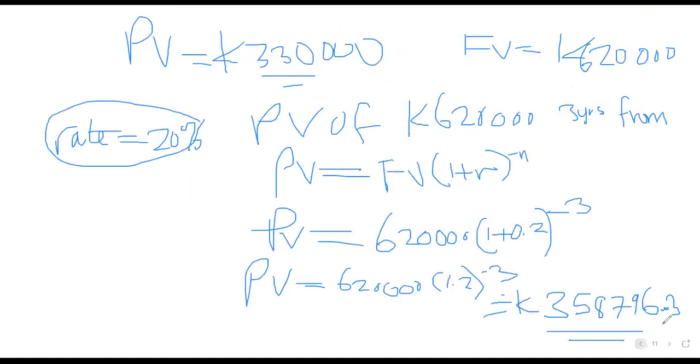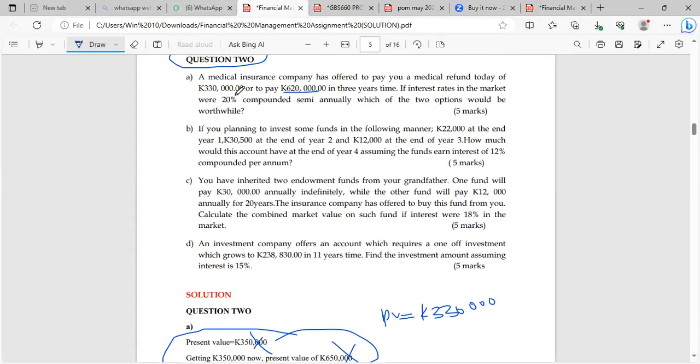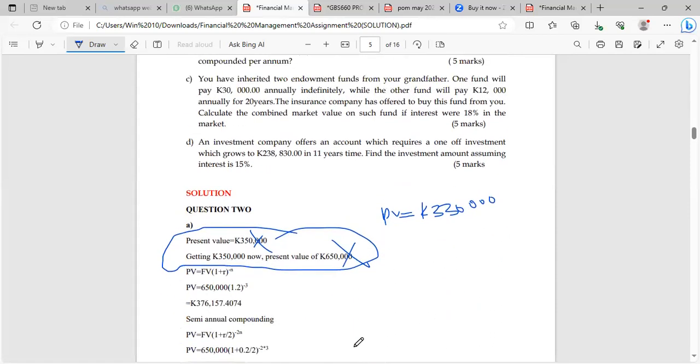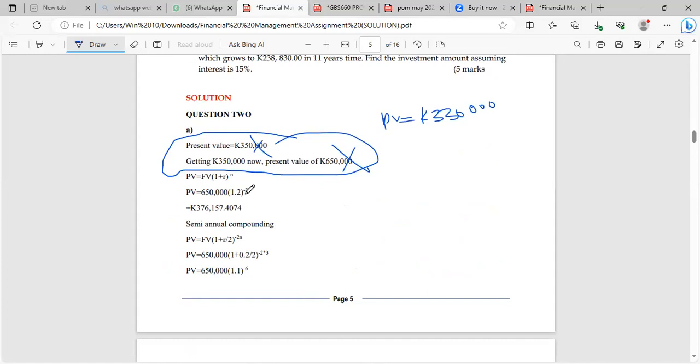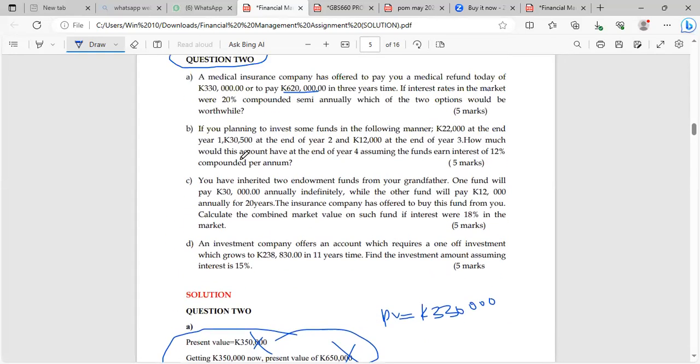Are we together here? This is on question 2A. The concept is the same, except that you're using different figures here. Where was the 350 coming from? From here. Okay. Nevertheless, even if it was compounded semi-annually, tentatively, this is based on annual compounding.